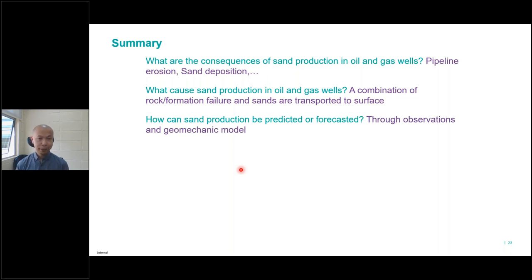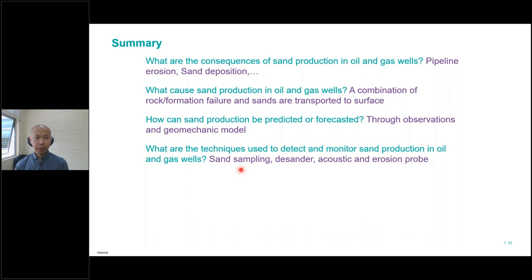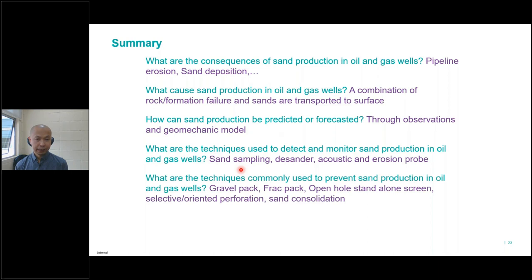We also talked about sand prediction, why we need to have sand prediction, and how it can be done. It's through observation, we can use analog fields, but the best is always to build robust geomechanical models. We also went through the techniques used to detect and monitor sand production. We have sand sampling, we can install a descender, collect the sand that we are producing, and measure it. We also have acoustic clamp-on and erosion probes that we can install that give us real-time erosion rate data. Okay, and then the techniques that we use to control the sand at the source, from gravel pack, frac pack, open hole standalone screen, until sand consolidation.